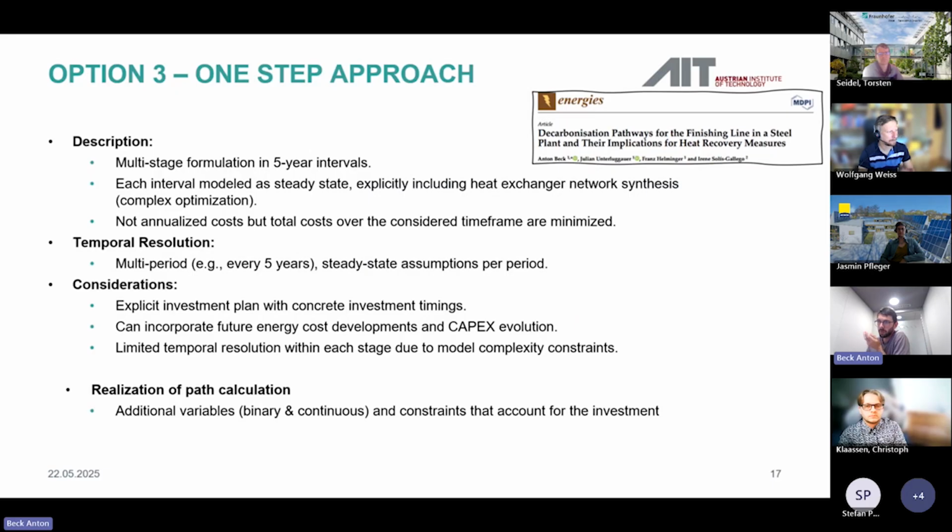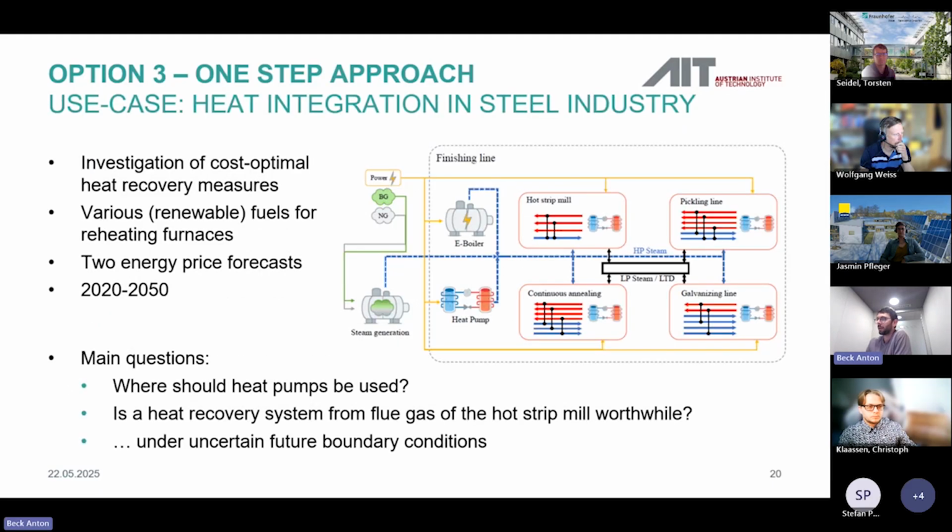But what we could do with this model is also incorporate these future developments for equipment costs and also for energy costs. So there were different energy cost scenarios employed, and yeah, we could identify the most robust strategies for heat integration. So we had these four distinct facilities on site, and the question was, to which extent should they be integrated, looking for a time frame until 2050.